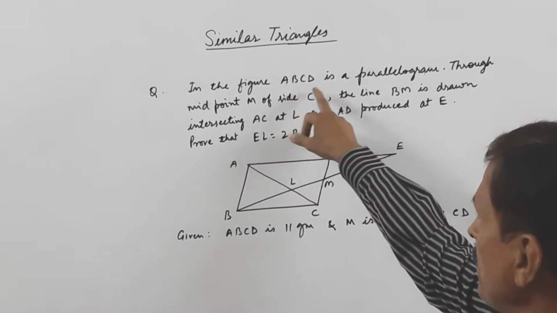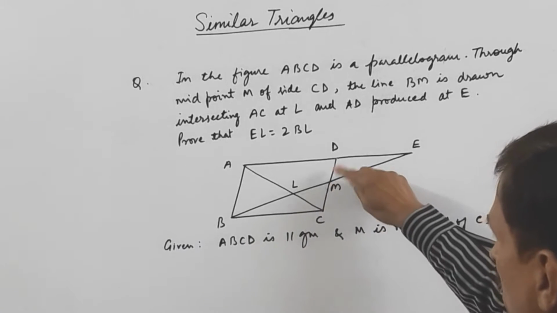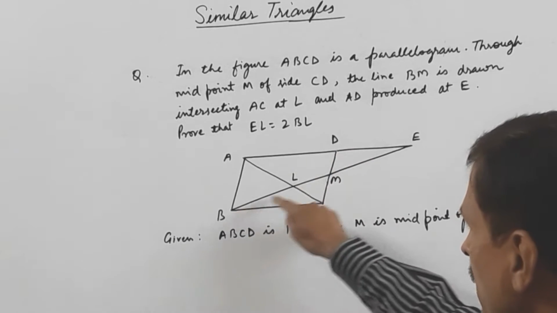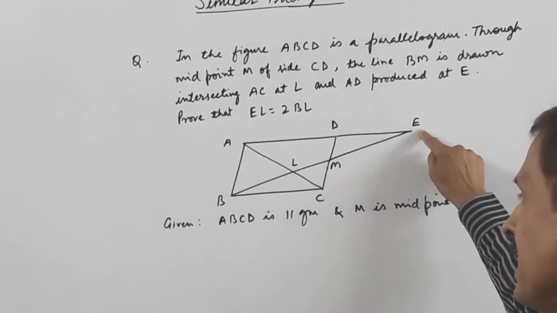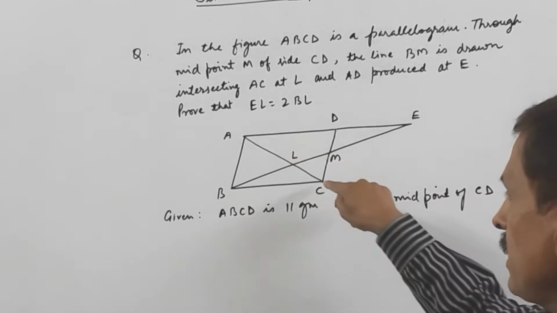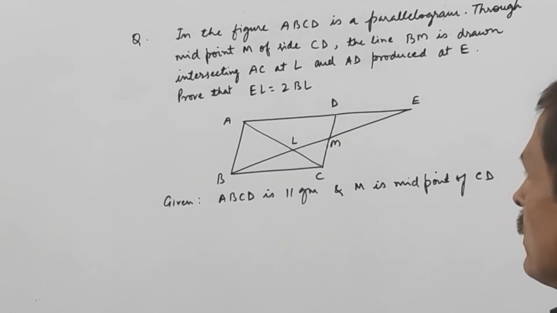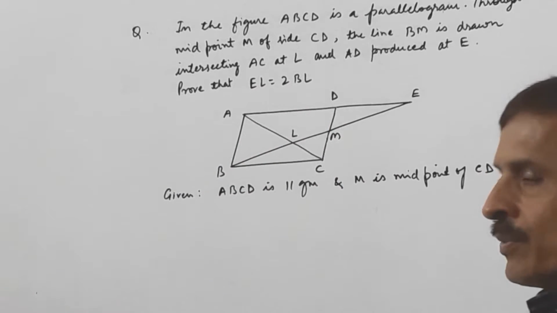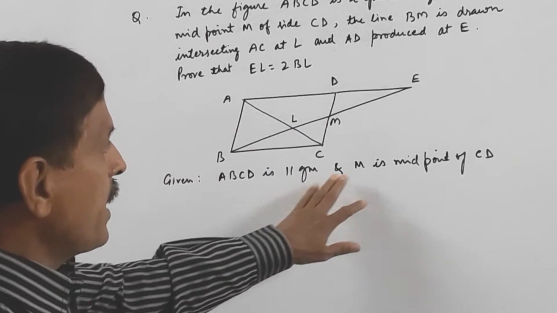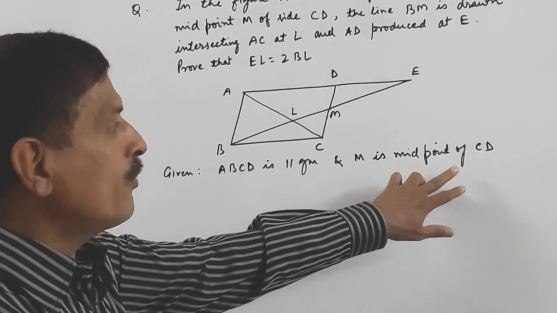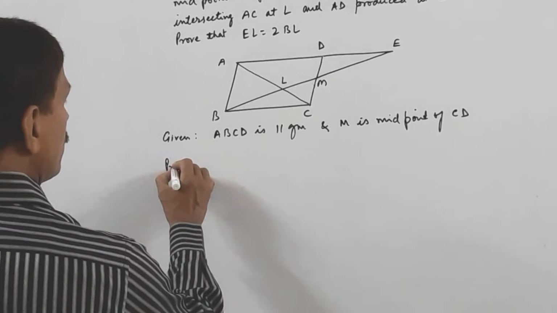In the figure, ABCD is a parallelogram. Through midpoint M of side CD, line BM is drawn to intersect AD when produced in point E. AC intersects BE at L, then we have to prove that EL is equal to twice of BL. So given is ABCD is a parallelogram and M is midpoint of side CD. Then proof.